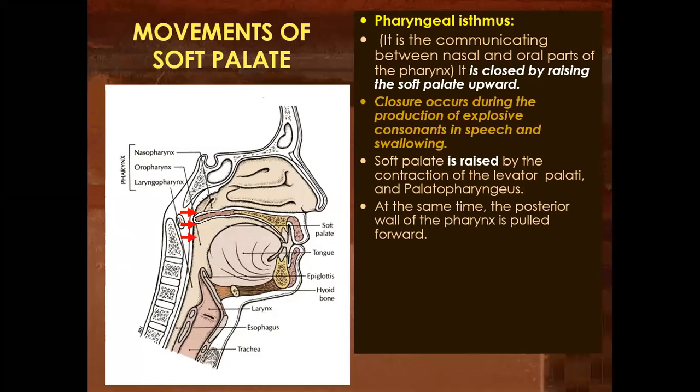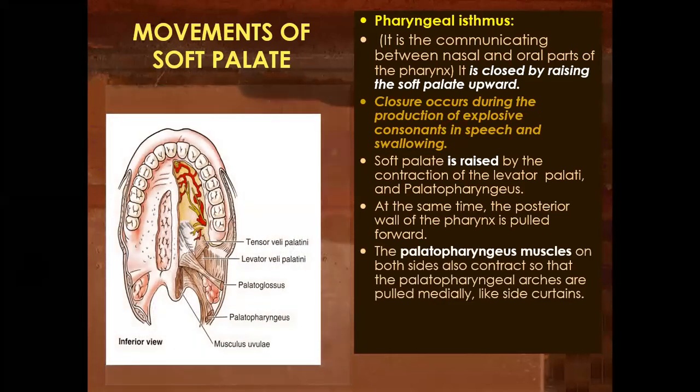At the same time, the posterior wall of the pharynx is also pulled forward. This part of the pharynx is mainly bony, but still part of it slightly pulls forwards. The palatopharyngeal muscles on both sides also contract so that the palatopharyngeal arches are pulled medially like a slide curtain. Deep in this part there will be the palatopharyngeus muscle, which will also contract and pull this opening.